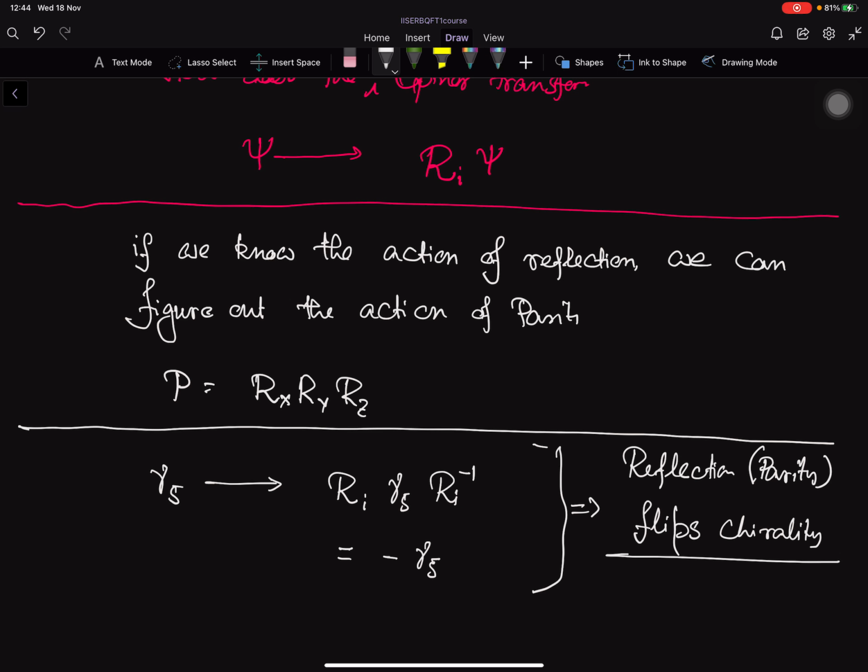Which means that a left-handed spinor goes to a right-handed spinor, and vice versa. So this is the way we saw how the left-handed spinor goes to the right-handed spinor and the right-handed spinor goes to the left-handed spinor, if we do reflections, and hence also if we do parity.